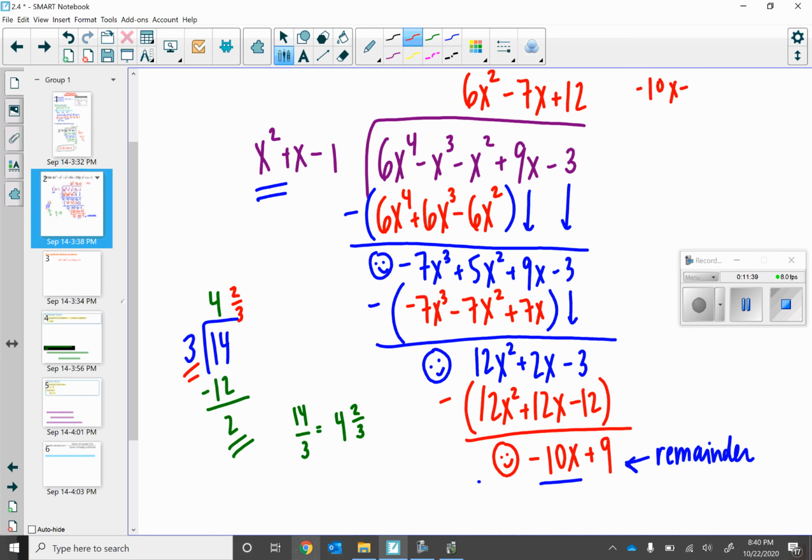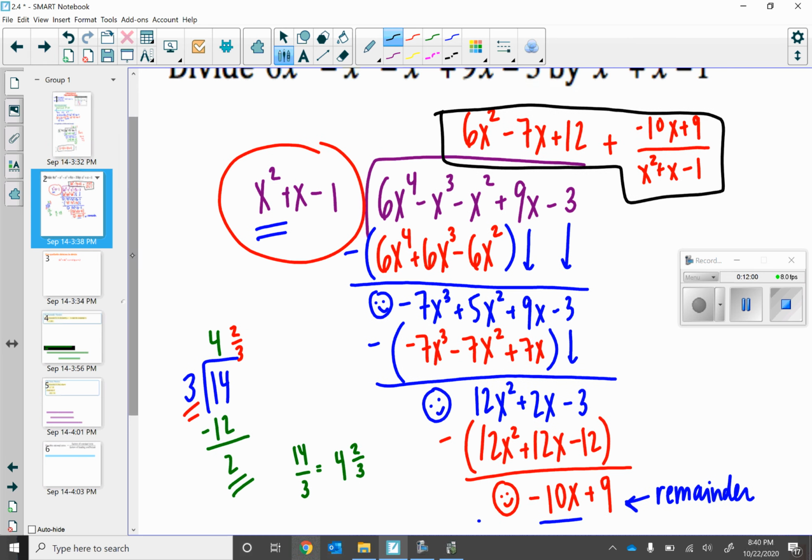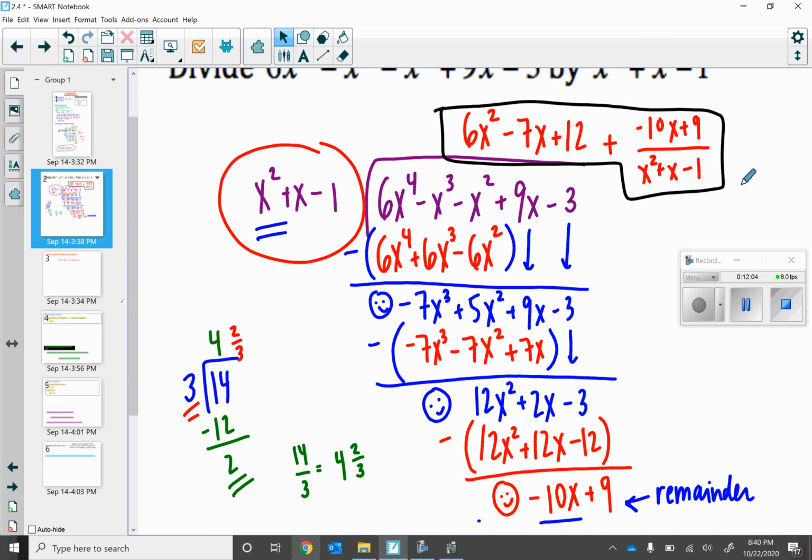So we're going to take our remainder, negative 10x plus 9, and divide it by this piece over here, x squared plus x minus 1, and we are adding that to our polynomial. And here is our little solution. Kind of beautiful. I don't know. I think it's beautiful.